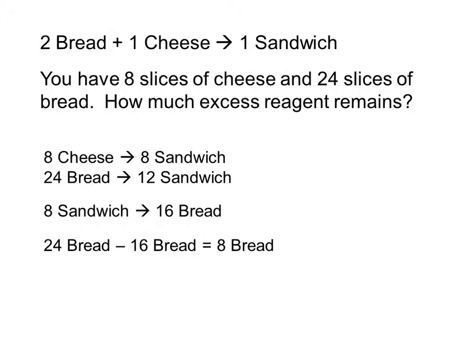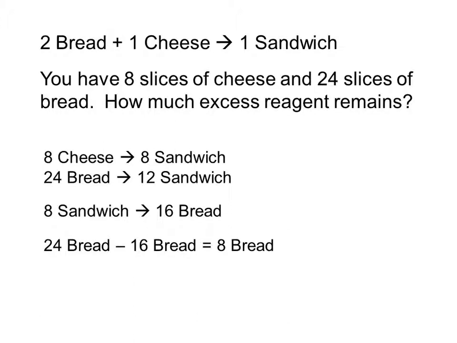Okay, now that you've mastered how to determine the limiting reagent and what the excess reagents are, and how much you can make from the limiting reagent of your product, you should now be able to determine how much excess reagent remains after you do the reaction. So let's go back to our simple problem of how many cheese sandwiches we can make given the amounts of ingredients that we have. We know that 2 pieces of bread and 1 piece of cheese gives me 1 sandwich, right? I told you we have 8 slices of cheese and 24 slices of bread. And now I'm asking how much excess reactant remains.